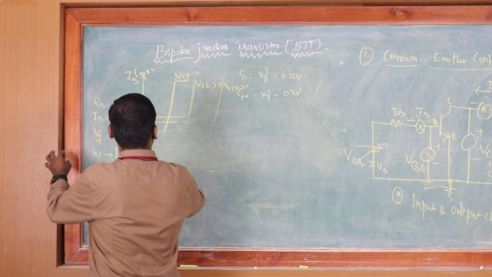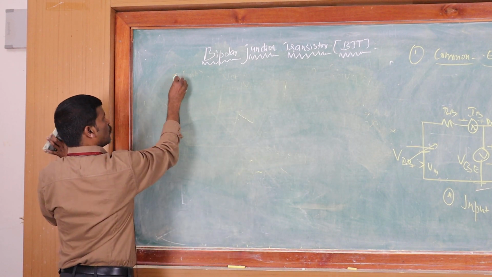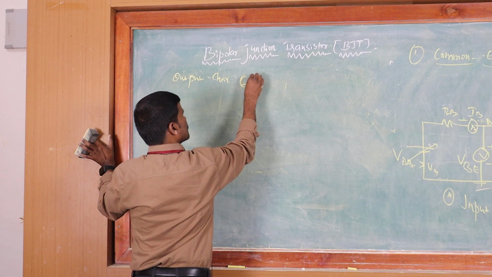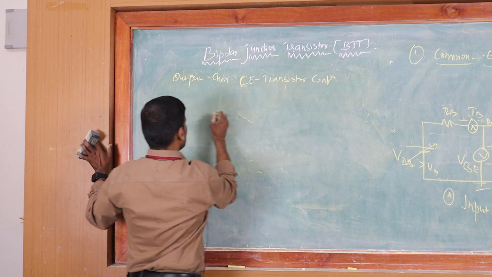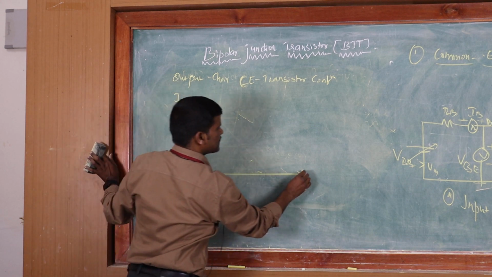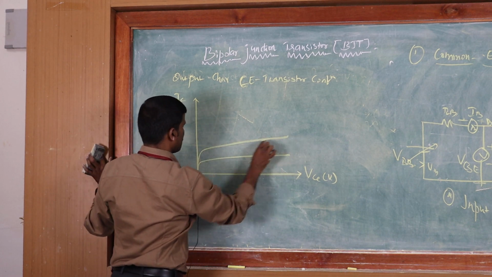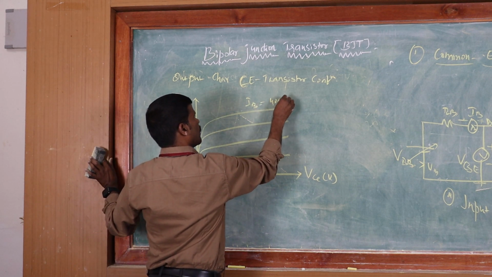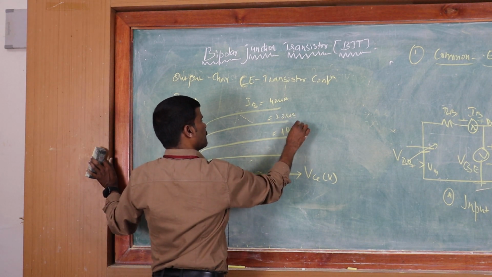Now, how to calculate the output characteristics of the CE transistor configuration? The output characteristics of CE is IC versus VCE, keeping IB constant. Here IB is equal to 40 microamperes, 20 microamperes, which are different fixed values of IB.